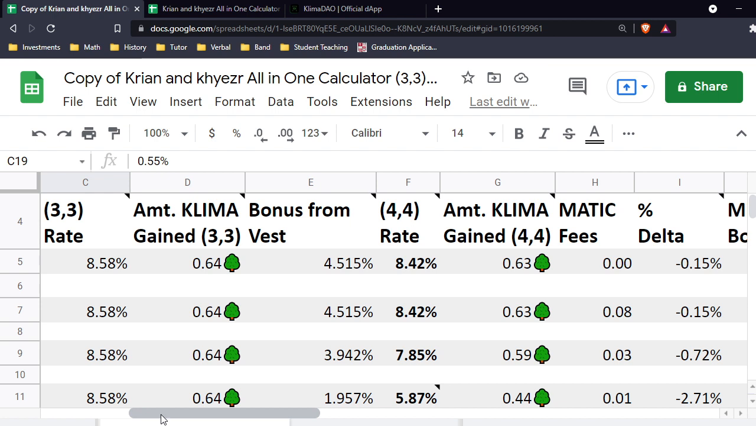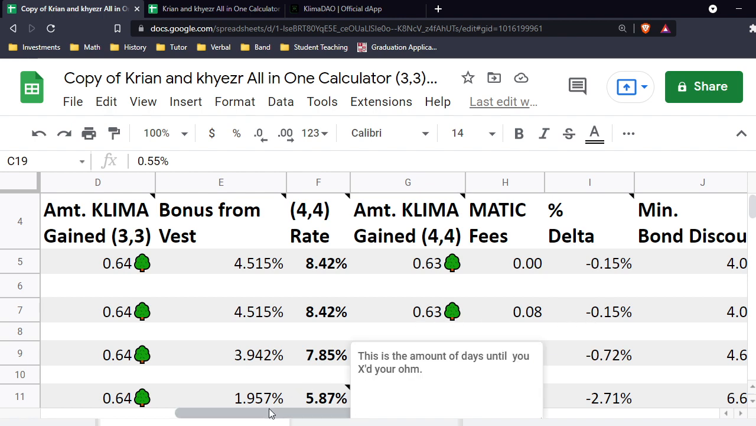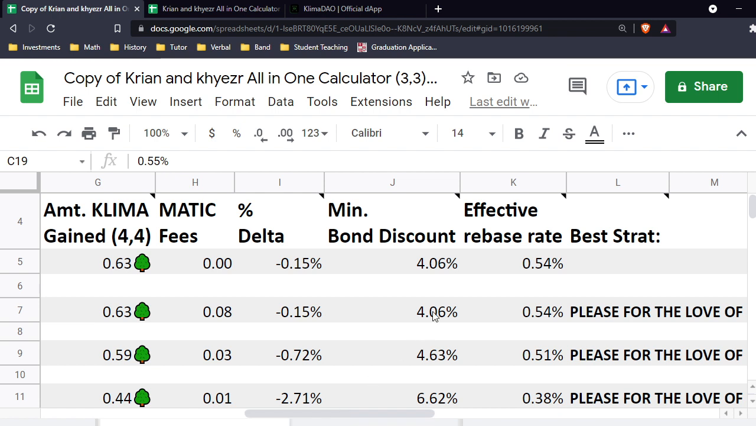And because the APY right now is so high relative to the bond discount rate, it would have made more sense just to buy Klima and stake it from the start. We would have seen a negative delta at these current rates and current APYs. And the minimum bond discount at current rates says that we need a bond discount of 4.06 for it to be worth our while.